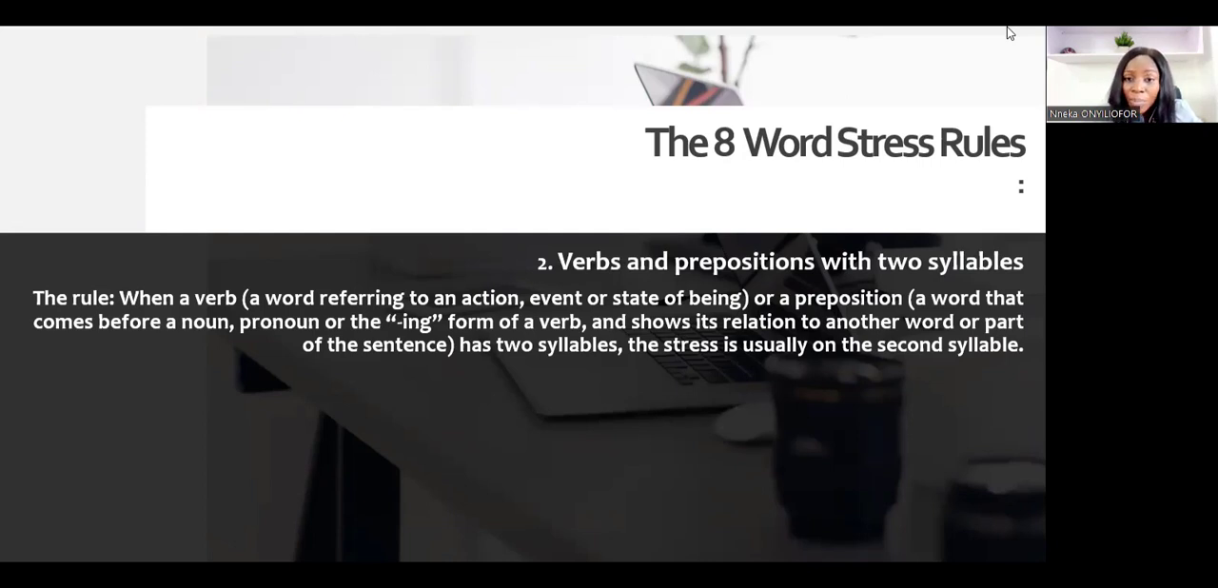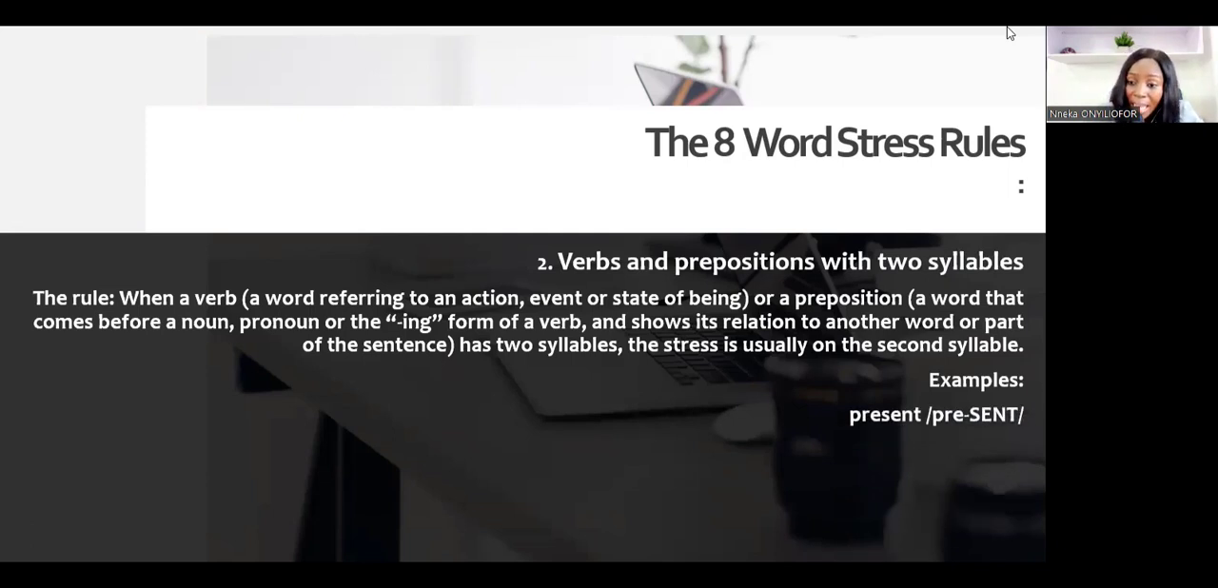Now there is a flip. The verb and the adjective with 2-syllable words have their stress on the first syllable, while the verb and preposition with 2-syllable words have their stress on the second syllable. Let's take a look at some examples.